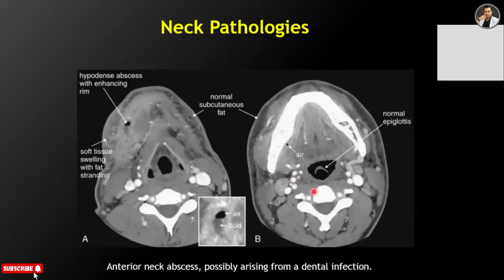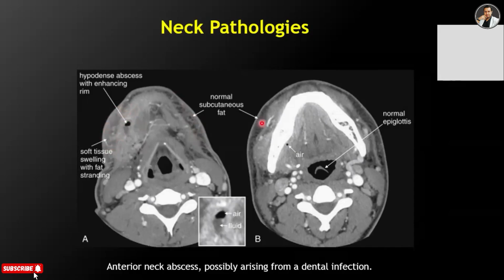And the next one is an anterior neck abscess possibly arising from a dental infection. So this one is a soft tissue hypodense abscess with enhancing rim. The left side is normal subcutaneous fat. But on the right side, the fat is stranded. The fat is replaced by some pathological tissue.